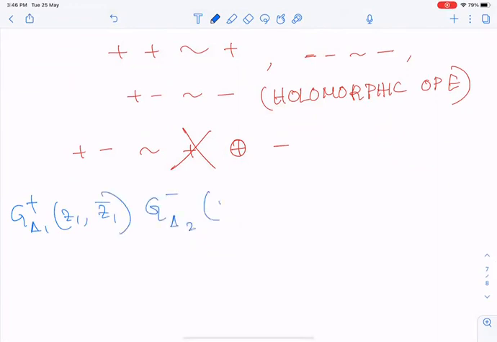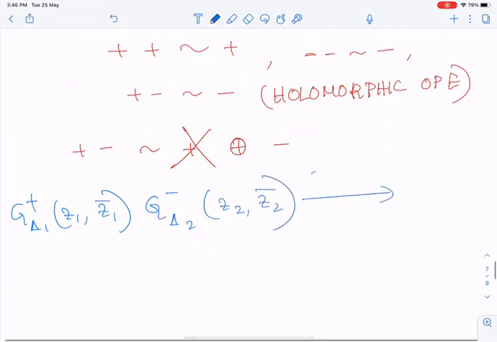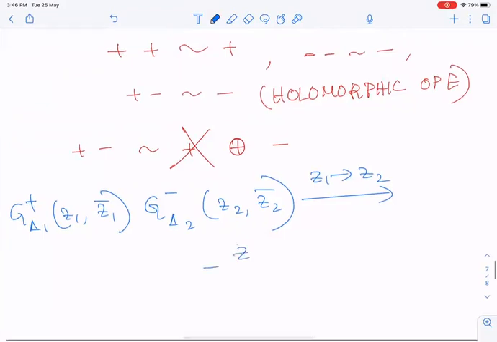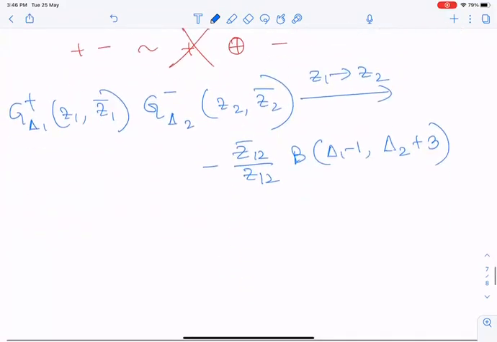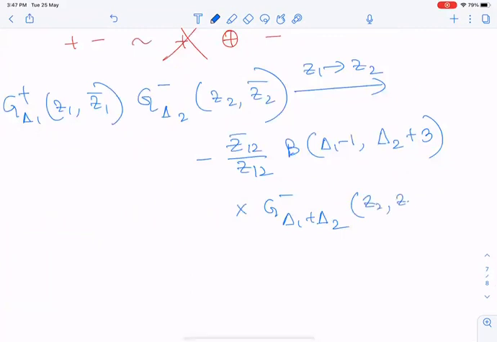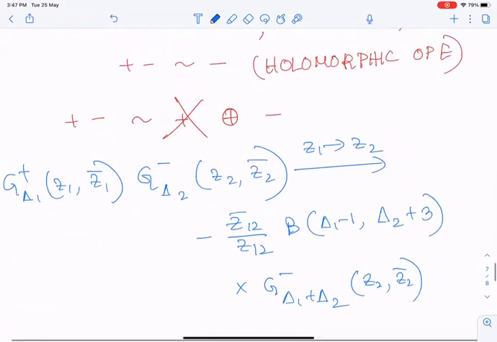Minus delta 2. So this is in the holomorphic OPE limit. Okay, so this will be minus z bar 1 2 by z 1 2 b into negative velocity z2.